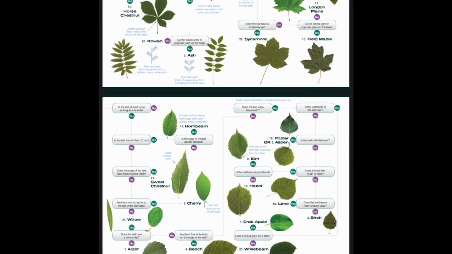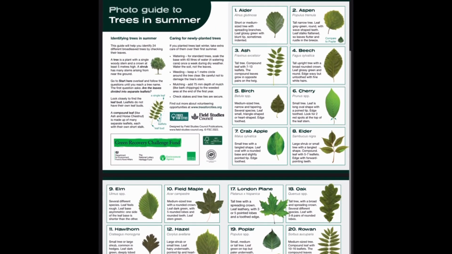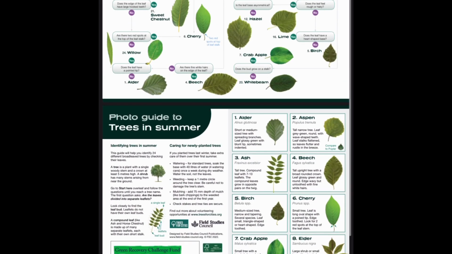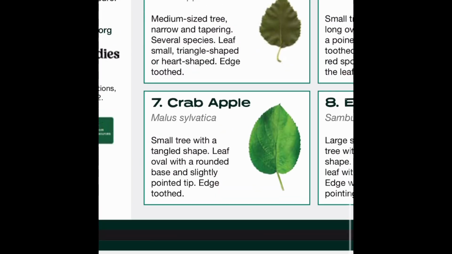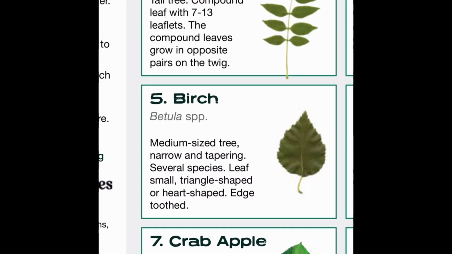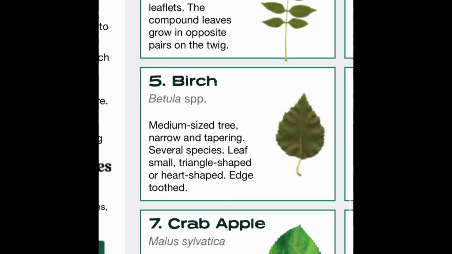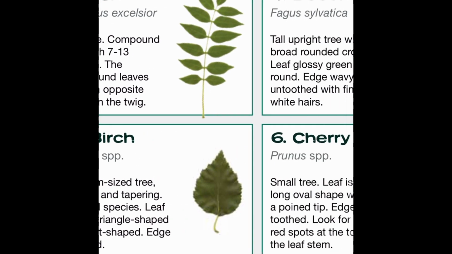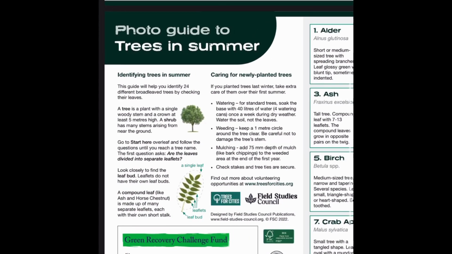Now here's the summer guide just to show you very quickly. What I like about the summer guide is it has a nice little journey on it of how you identify between trees, and also it has the botanical names, so you can see the crabapple there. You can see the ash, the Fraxinus excelsior. So it's really good.